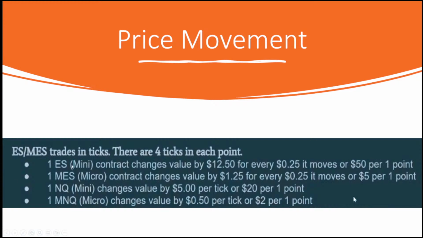So on ES, as you can see here, on 1 ES contract, 1 tick is $12.50. So that means you buy at 4,500 and it goes up 1 tick, so that's that 0.25. You just made $12.50. Now it goes up 1 point and you made $50. So let's say you buy at 4,500 and it goes to 4,501. You made 1 point or $50. Now on NQ, it is $5 per tick or $20 per point.